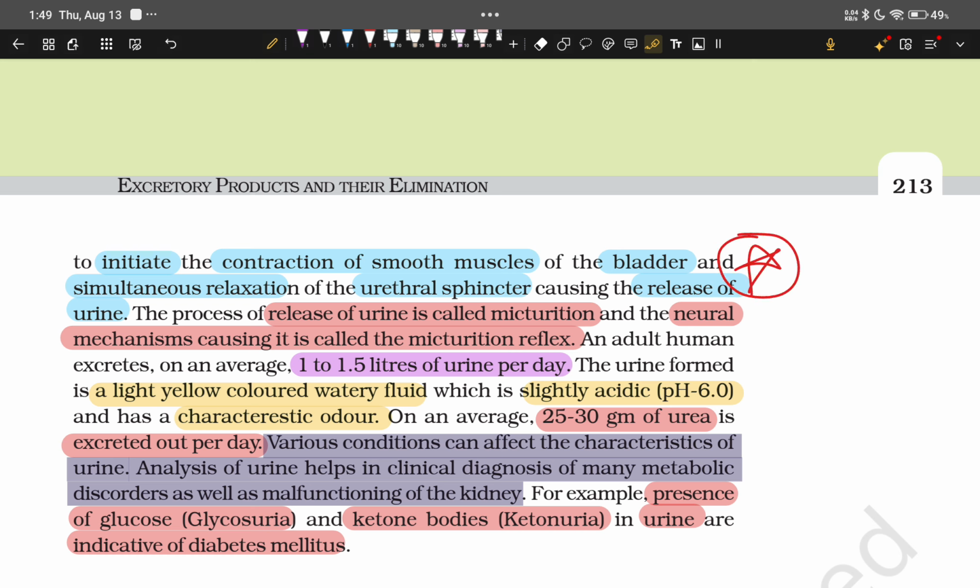Two things that are very, very important to mention here: first of all, for the release of urine, we require contraction of the smooth muscle of the bladder and relaxation of the urethral sphincter. So that is what is required for urine release, which is called micturition, and the neural mechanism causing the urine release is called the micturition reflex. Now, an adult excretes 1 to 1.5 liters of urine per day.